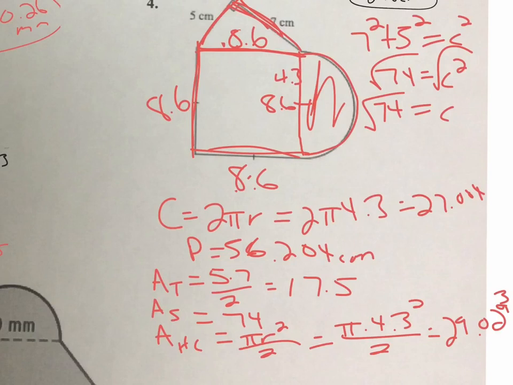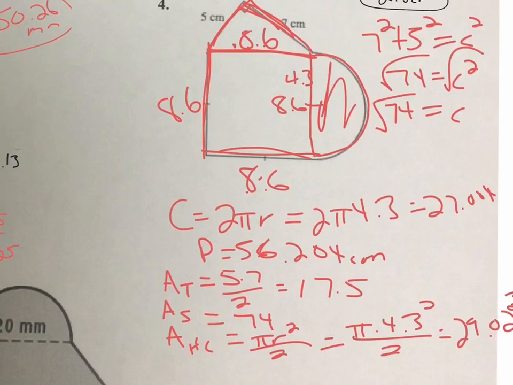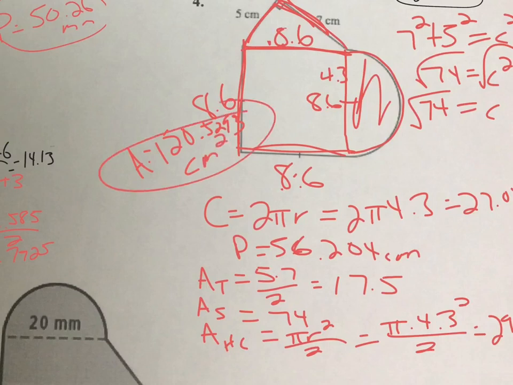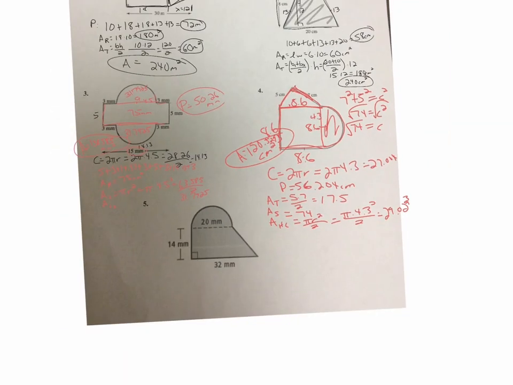So plus my 17.5 plus my 74, which ends up giving you the area of this shape is going to be 120.5293. And we label it centimeters squared. It's 120.5293 centimeters squared. All right, last one for today.